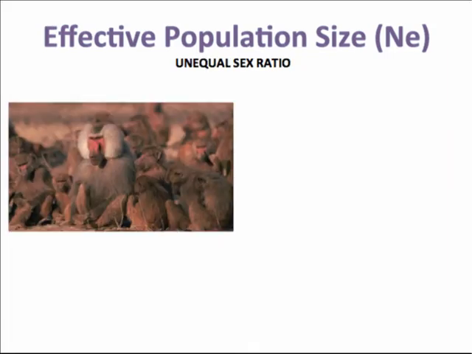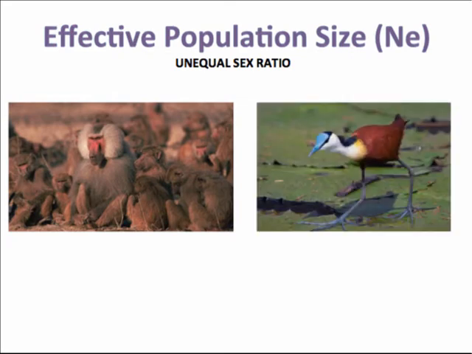Unequal sex ratio is another factor that can reduce the effective population size. Sex ratios in reproductive adults often deviate from equality in wild populations. Typically in mammals, there's an excess of females because many mammals have harems where one male is the leader and mates with many females, like in these baboons. And in birds, there's often a deficiency of females and an increase in males. And this species is the Jacana bird, and this is one example where it is the opposite, where you have one female that mates with many males, and that female is larger and defends territories, and so there's a difference in the sex ratio.